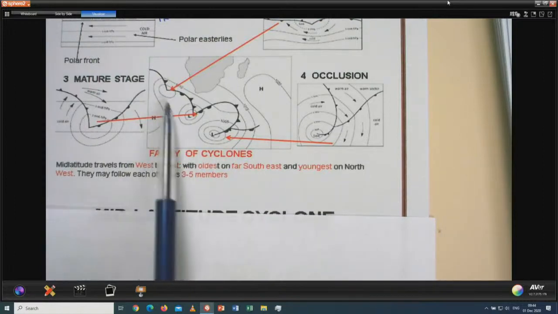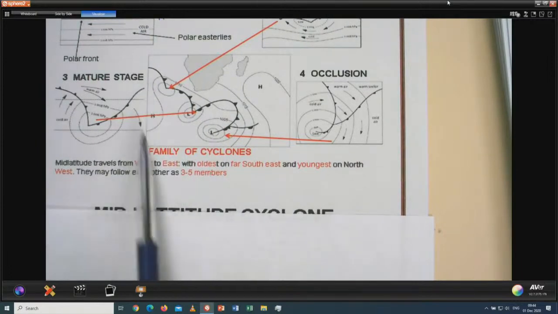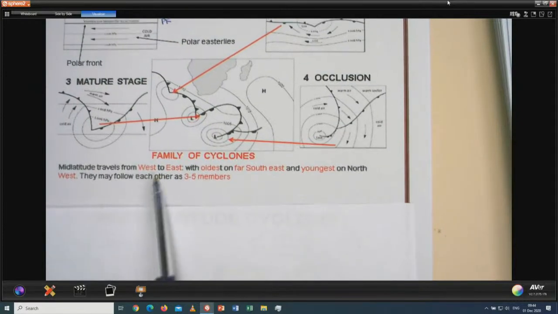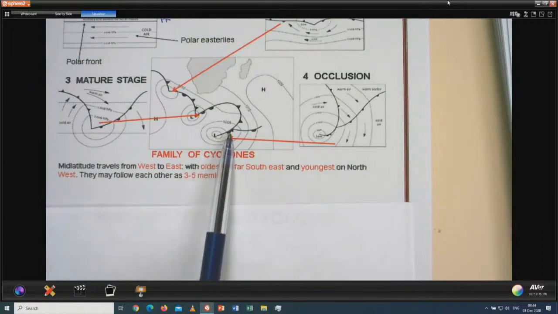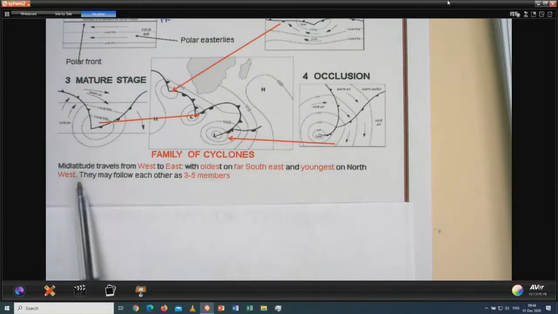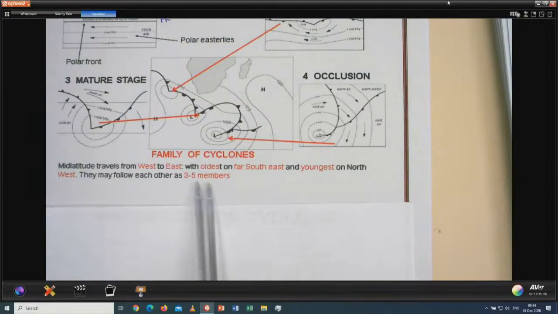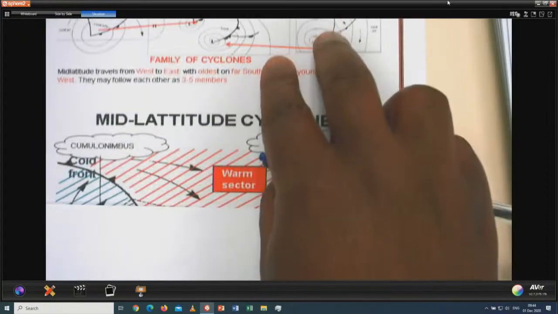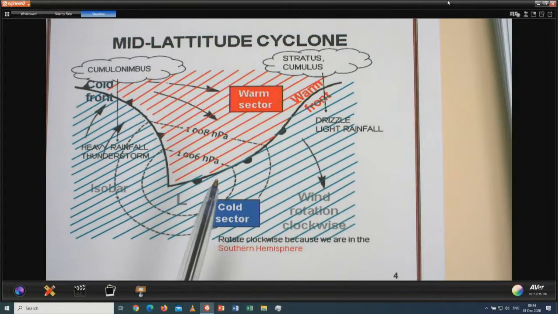So when we have cyclones occurring in more than one, we refer to that as a family of cyclones. Mid-latitude cyclones travel from west to east with the oldest furthest southeast. This is the oldest, and the youngest is on the northwest. They follow each other as three to five members. When they happen like this, we refer to them as a family of depressions or cyclones. Right, this is just a summary of what happens to the mid-latitude cyclone.